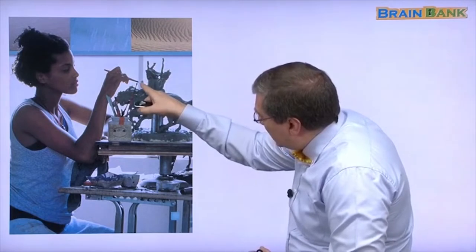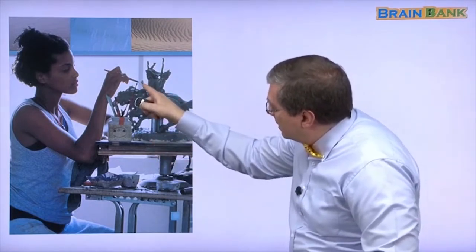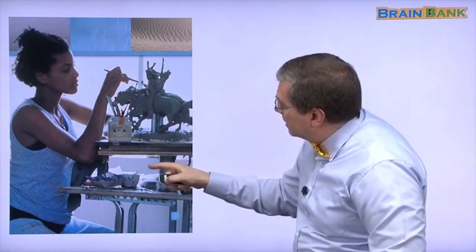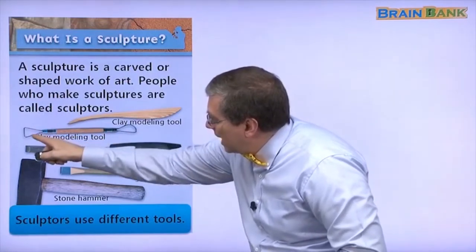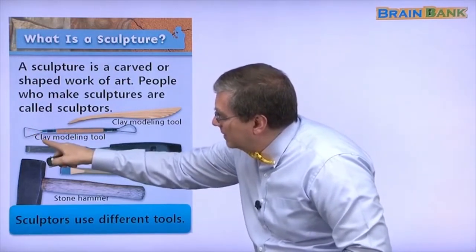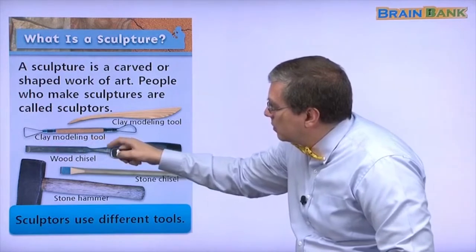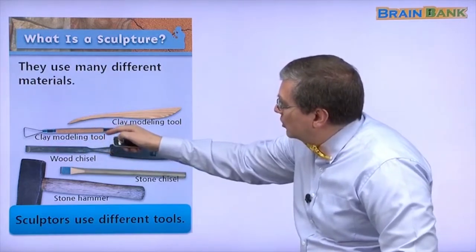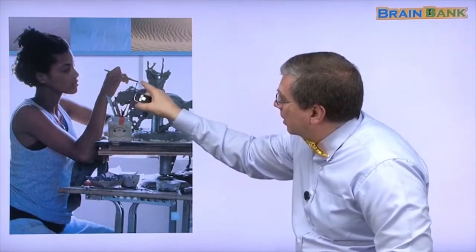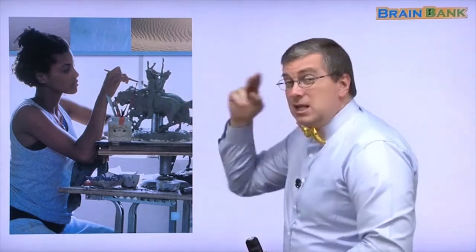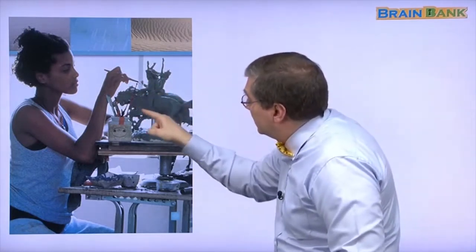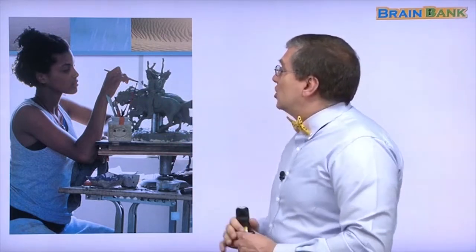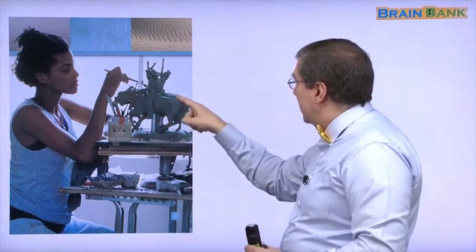It looks like the tool we saw before. This tool, this shape on the end, that's the same shape as this one here. And this is a clay modeling tool. That's what she is using here. So, we can know this material is clay. And what is she making out of the clay? She's making horses and warriors.